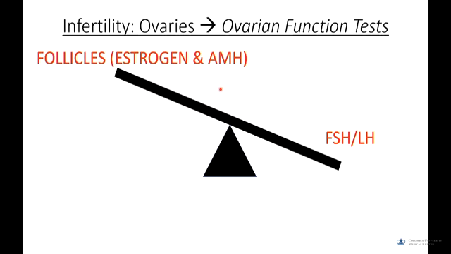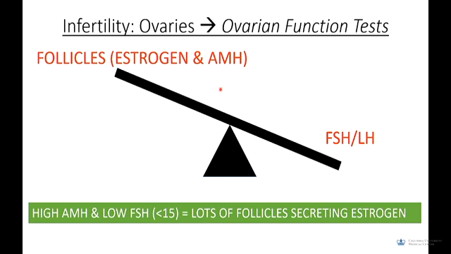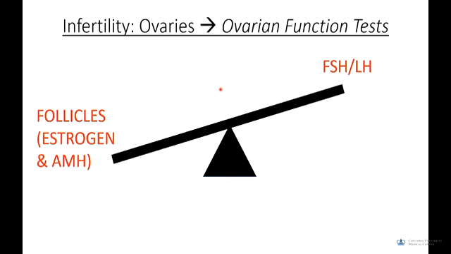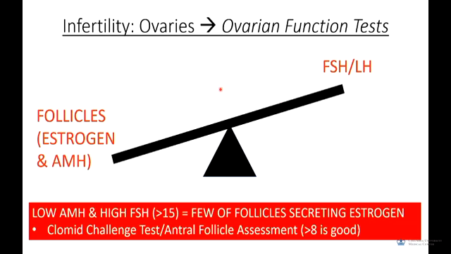And then these are just different tests to figure out if it is a problem with the ovaries. Normally you'll have high AMH and low FSH, and that means lots of follicles are secreting. When it's abnormal, that means you're running into problems, and so you'll have low AMH and high FSH, and that means few of the follicles are secreting estrogen.